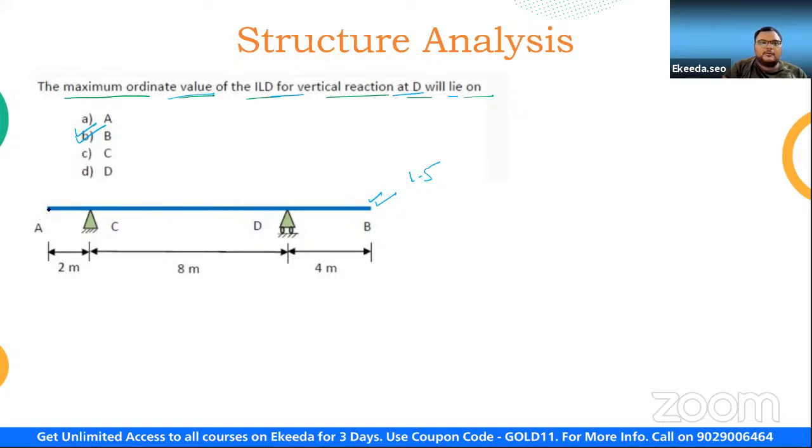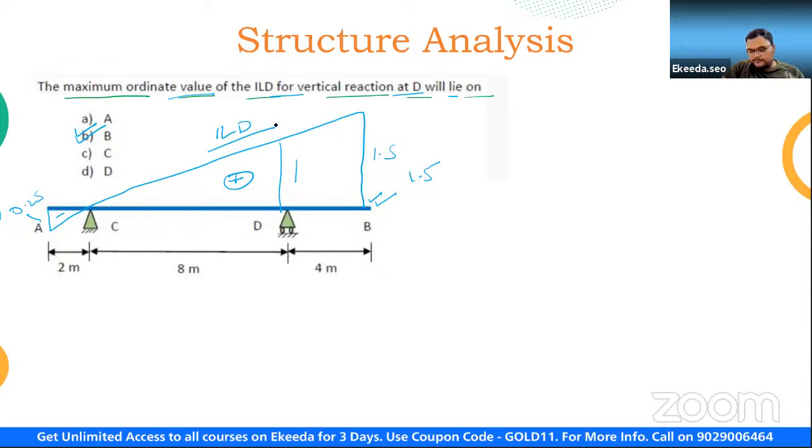And the ILD diagram will be somewhat like this, right, guys? So this will be 1.5, this will be 1, and this will be 0.25. This will be minus and this will be plus. So this is going to be the ILD, that is, the influence line diagram. I hope I have been able to solve all these questions.